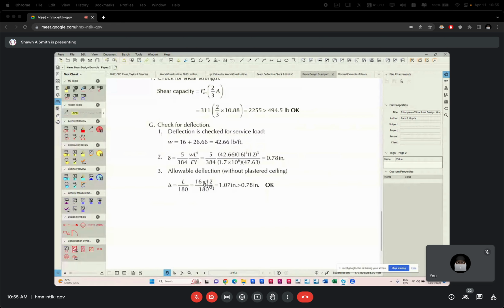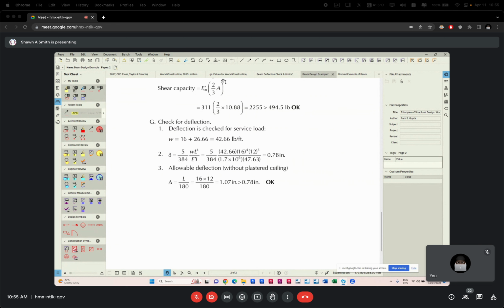So L is 16 feet converted to inches by multiplying by 12, divided by 180, and the maximum deflection they should have for the total load is really 1.07 inches. Ours is 0.78, which is less than that. That beam is okay. They did not do the check for the live load alone, but we can do that.